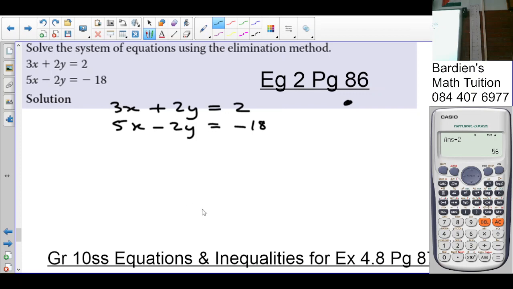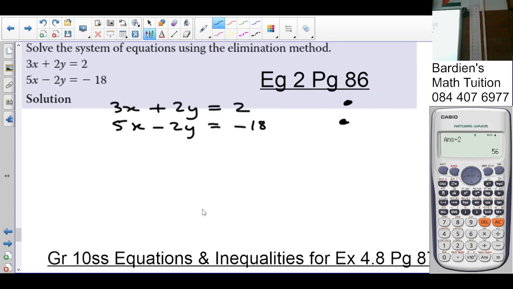Secondly, if it's not the same, we need to get it the same. You'll see in the third example how we actually get those coefficients the same. So if the coefficients are not the same, we then make them the same.